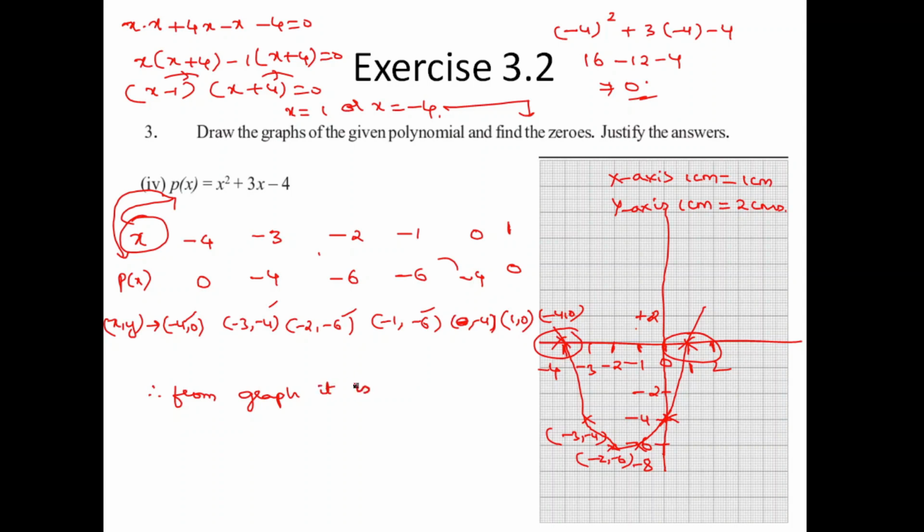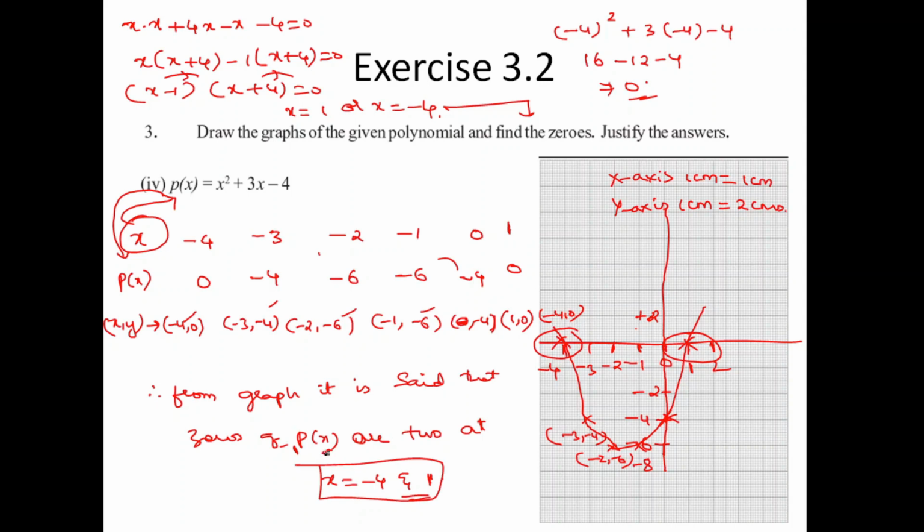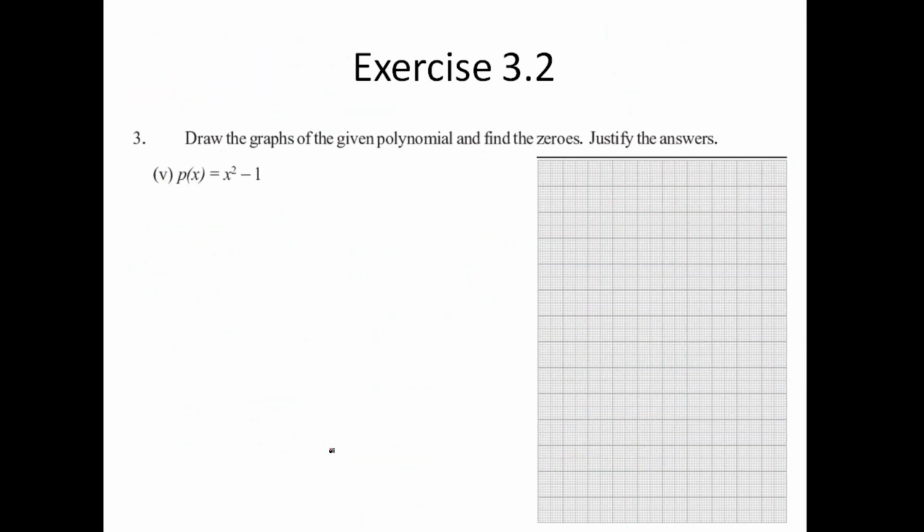Therefore, from the graph, it can be said that the zeros of the polynomial, what is zeros? The zeros of the polynomial p of x are x is equal to minus 4 and x is equal to 1. Hope this is clear to everyone, right? You need to remember this. So let's look at the next one.